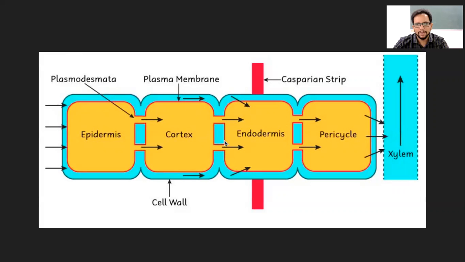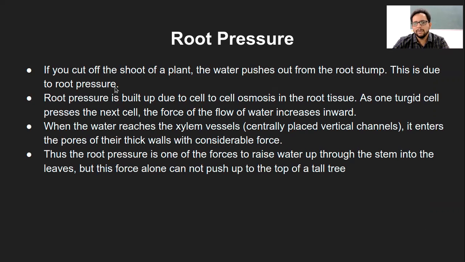This we finished. Okay, so now again, if you cut off the shoot of a plant, the water will push out from the root stump. Stump is nothing but just the leftover of the tree trunk. When you cut a tree, whatever is left next to the ground is called the stump. So if you cut off the shoot of the plant, and water pushes out from the root stump, this is usually due to the root pressure.